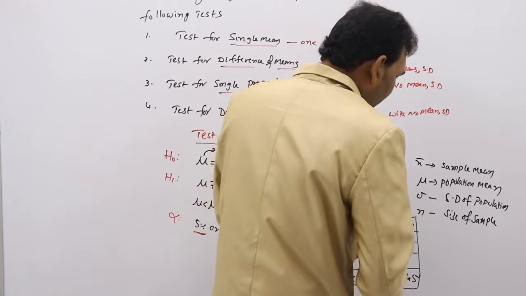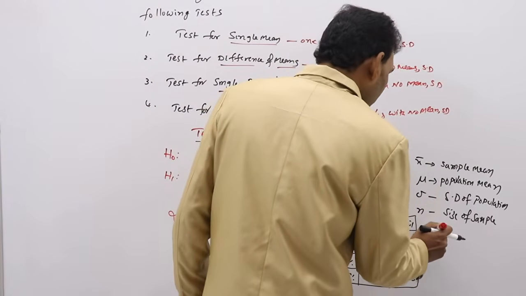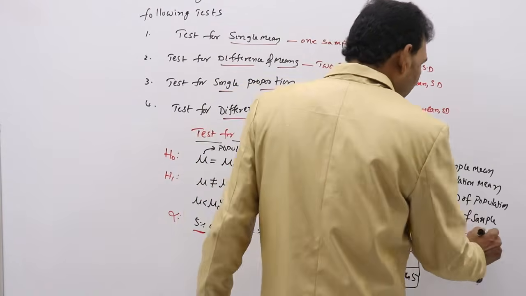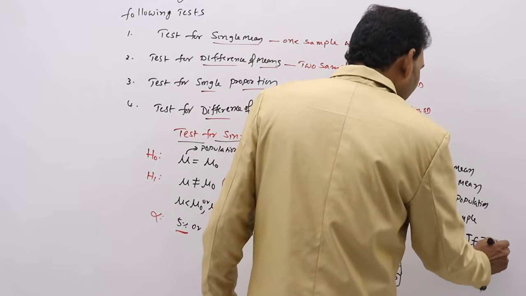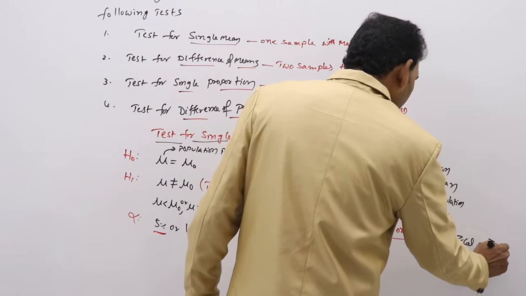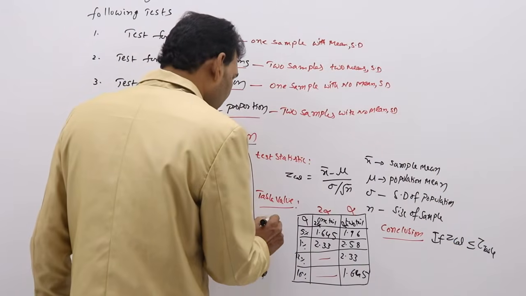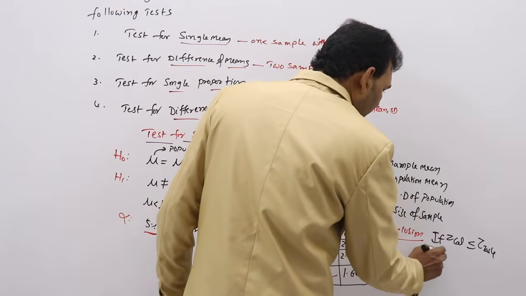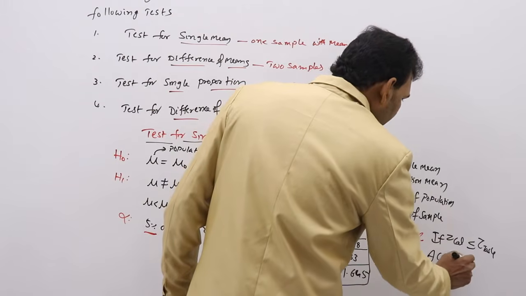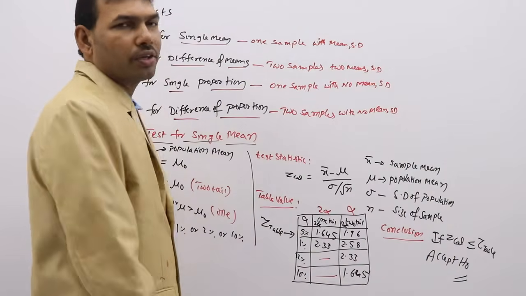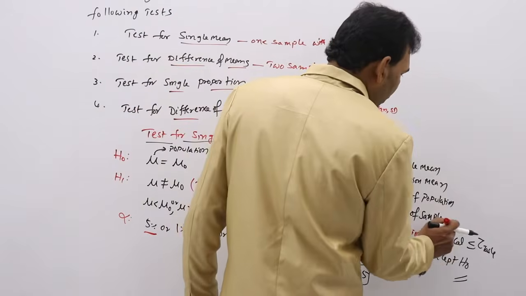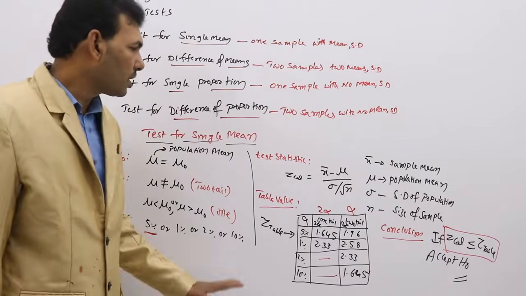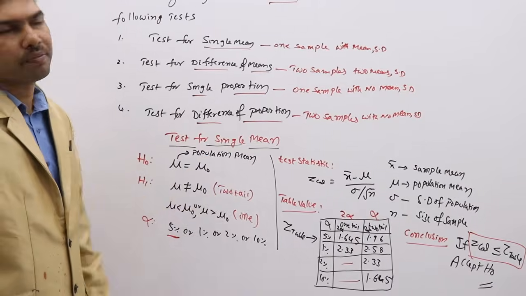Now the final conclusion you need to write. The conclusion for this is, if Z calculated is less than or equal to Z table, here you will get the Z table value from this table, then accept H0, otherwise reject H0. So this plays a key role to decide whether we need to accept H0 or reject H0. So this is the testing procedure for testing a single mean.